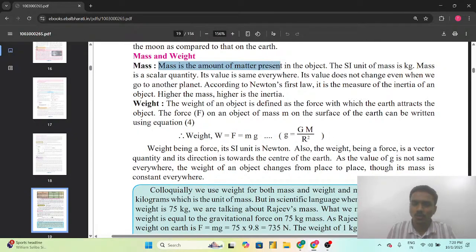So mass is the amount of the matter which is present in the object. The SI unit of the mass is kg. Mass is a scalar quantity. Its value is same everywhere. Its value does not change even if we go to another planet. यानी मास एक ऐसी स्केलर क्वांटिटी है जिसकी वैल्यू हम दुनिया के किसी भी कोने में चले जाए, उसकी वैल्यू कभी चेंज नहीं होगी.